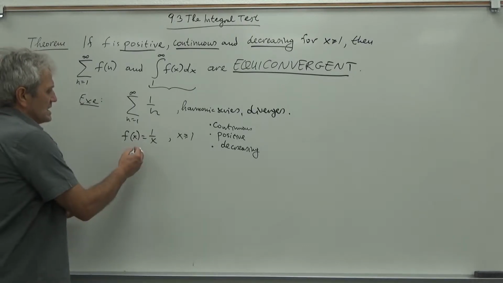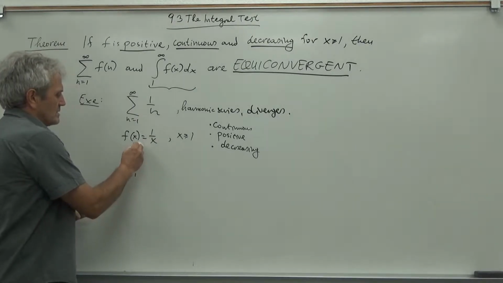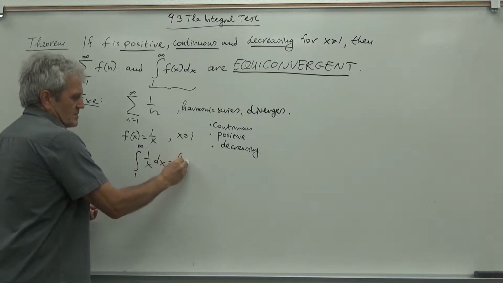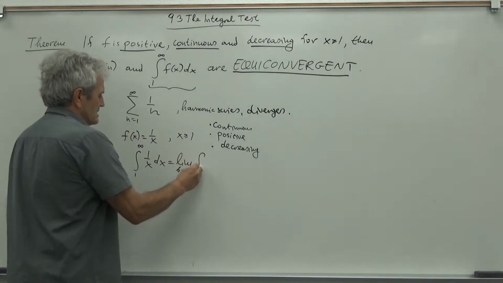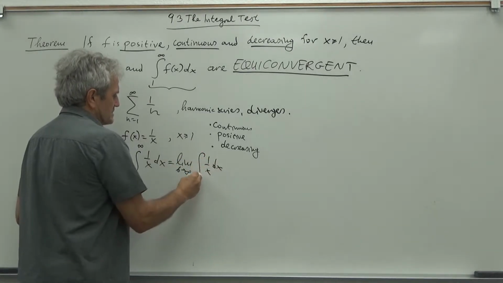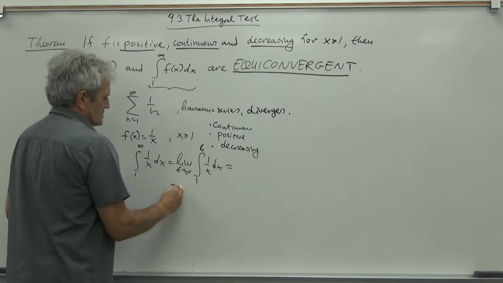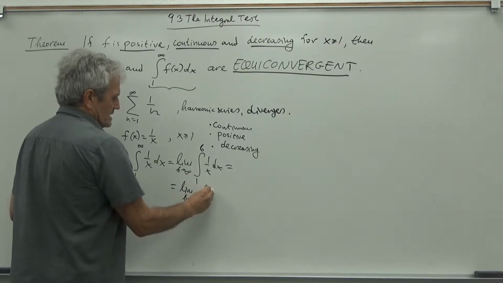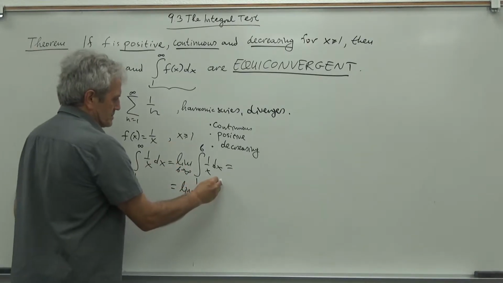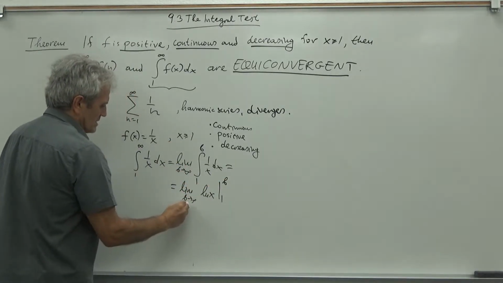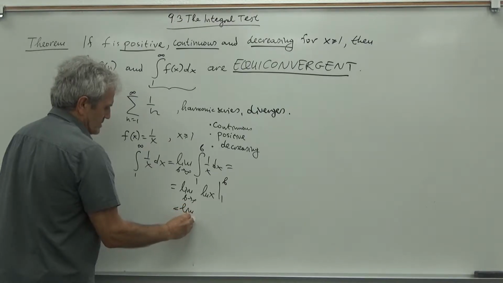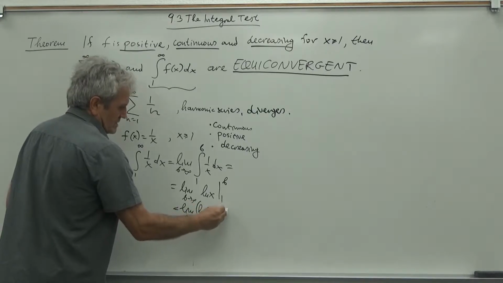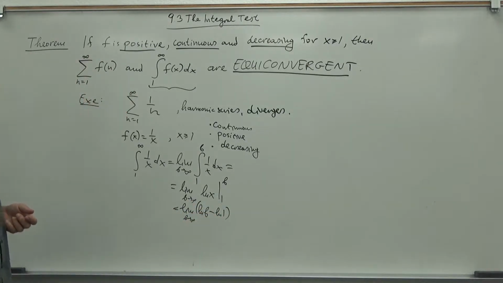And then what? Then let's consider the integral from 1 to infinity of 1 over x dx. And that one is, you remember, the limit when b goes to infinity of the integral 1 over x dx between 1 and b, which would be the limit when b goes to infinity of ln x. I don't need the absolute value because everything is positive between 1 and b, which is the limit when b goes to infinity of ln b minus ln 1, although ln 1 is 0. And that limit is infinity.